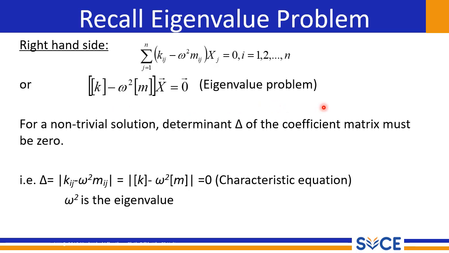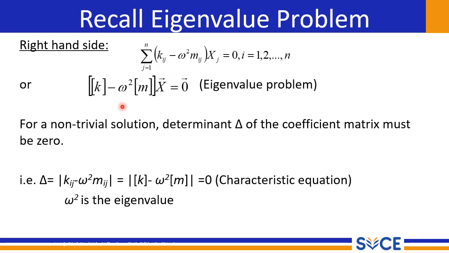Once again, I am reiterating it. Here k is the stiffness matrix, m is the mass matrix, omega square is the eigenvalue we are looking for, and x is the eigenvector which represents the mode shapes. Very important, this is the eigenvector.